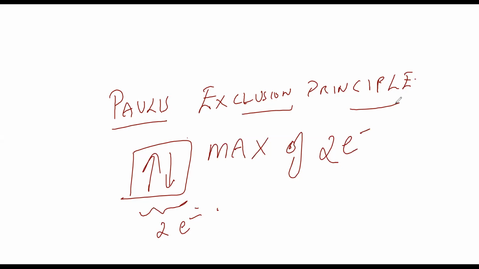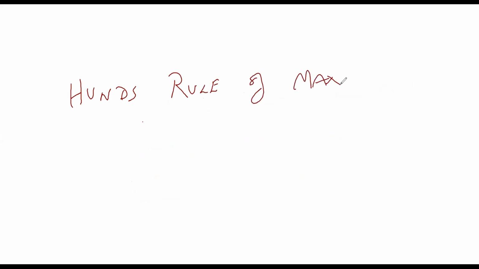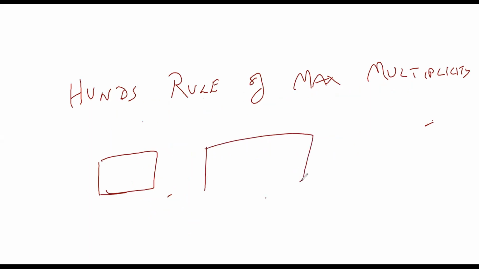I want to draw and show it to you, because definitions we will forget. Next one, guys, don't worry. Hund's rule of maximum multiplicity. So guys, I'm just drawing one s orbital. S orbital means it can hold only 2 electrons. P orbital, how many? I think I'd better draw neatly.